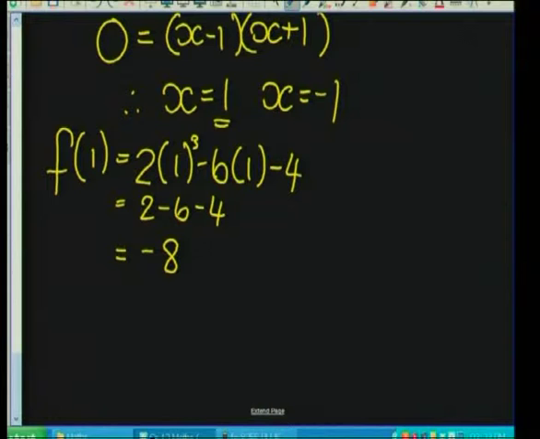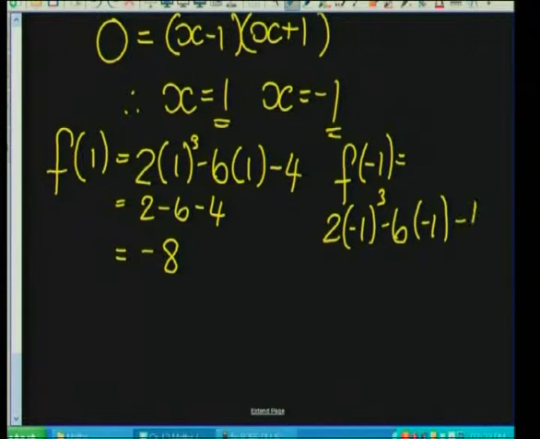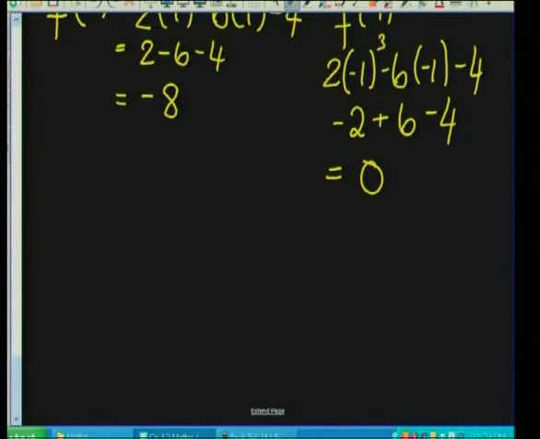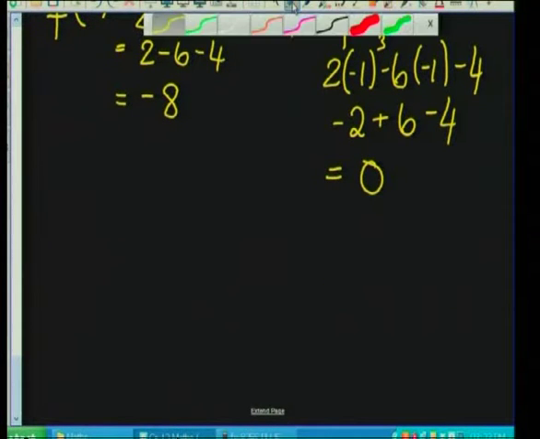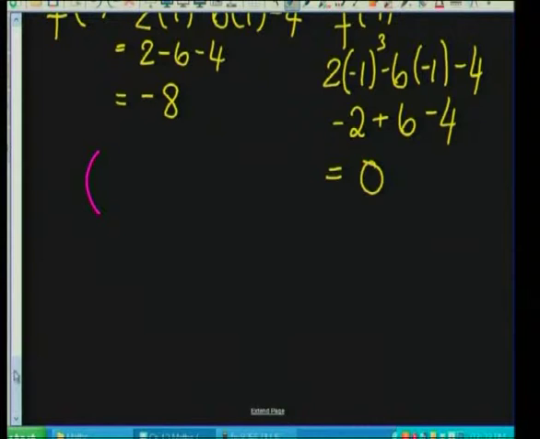The other turning point, we're going to take f of negative 1, and we're going to substitute it into our equation. Let's just do it underneath here so we've got some space. I've got negative 1 cubed. I've got minus 6 times negative 1 minus 4. That is now going to give us negative 2 plus 6 minus 4, and that lands up giving us 0. So what are the two coordinates of our turning points that we have got? My one coordinate, x is 1 and y is negative 8. And the other turning point is negative 1 and 0.